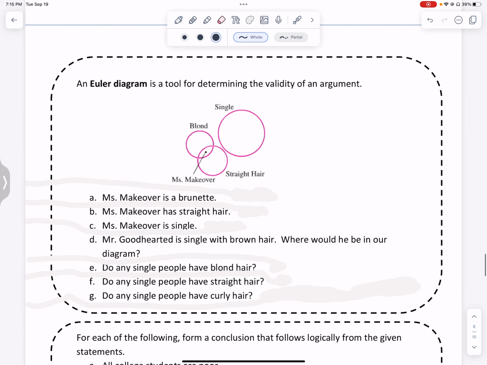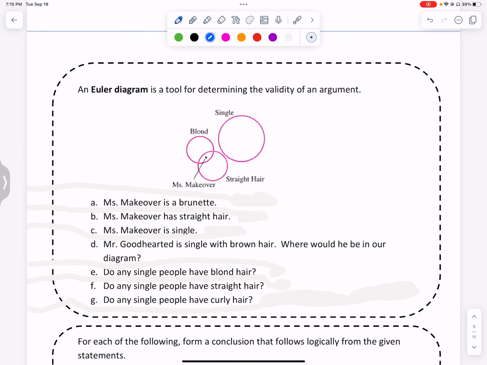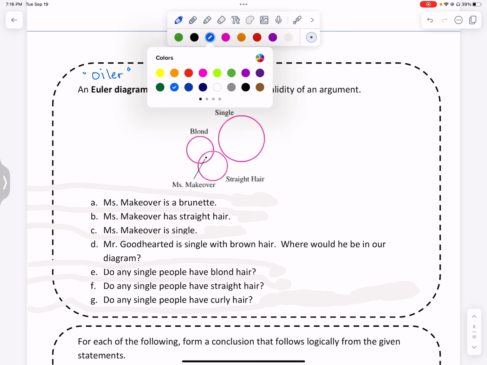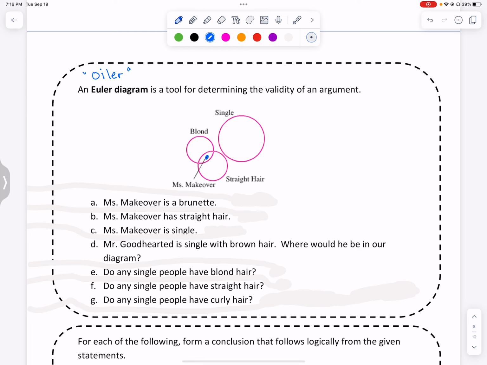Two more examples. Okay, this is called an Euler diagram. It's pronounced Euler. Okay, that's the professor, mathematician's name. So it looks like Euler, but it's Euler. So he has a diagram. It looks a lot like a Venn diagram, doesn't it? Anyway, it's a tool used to determine the validity of an argument. So here we go. We want to look at this and talk about Miss Makeover. Do you see Miss Makeover? Right there's Miss Makeover. Okay.